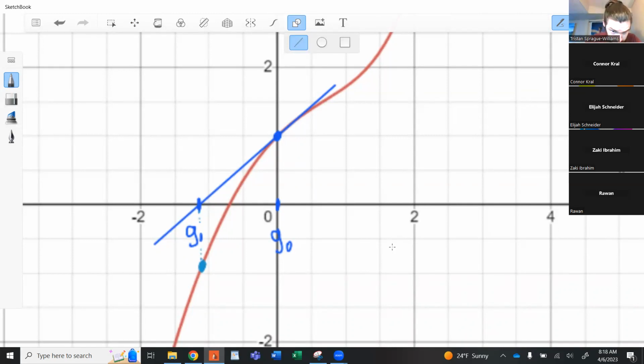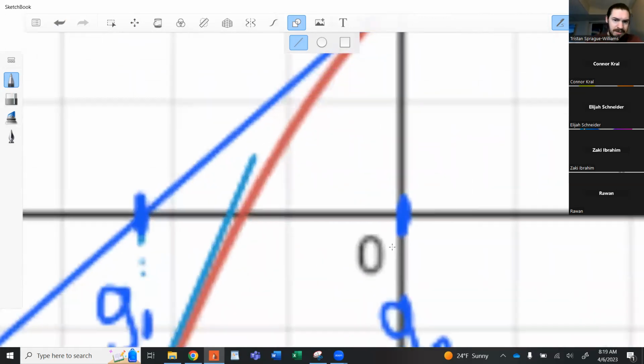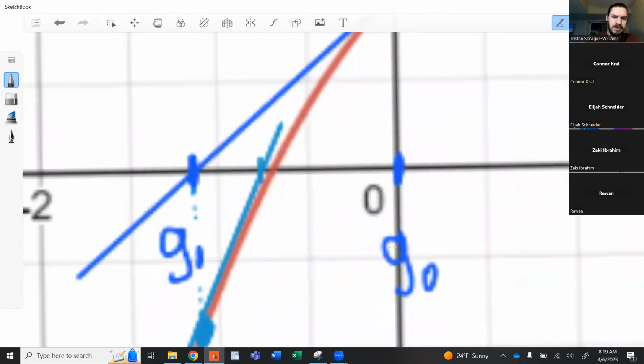So let's see, that should look something like that, right? And then the x-intercept of that tangent line, I think I drew that a little bit off. Let's draw that slightly better. There we go. The x-intercept of that tangent line is going to be our next guess. And as you can see, that's extremely close. That's going to be G2, that x value.